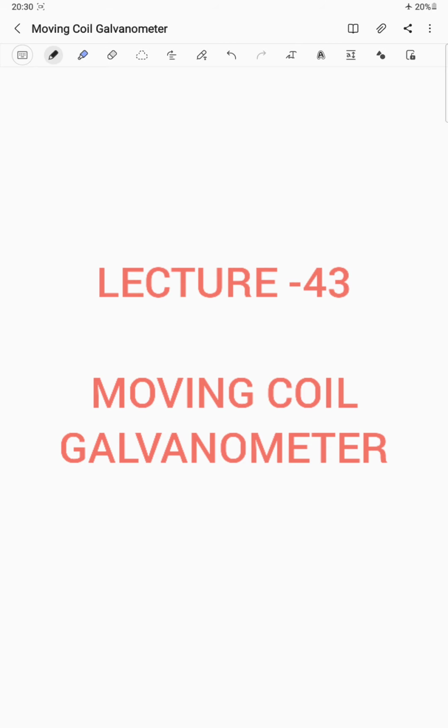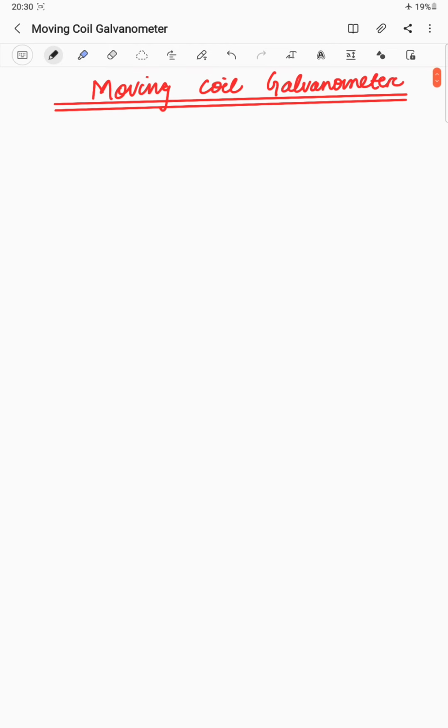In today's class, we will read the last topic of this chapter, that is your moving coil galvanometer. This concept comes in the CBSE exam for a 3-mark question. So be attentive and listen. Let's start the class. Moving coil galvanometer.